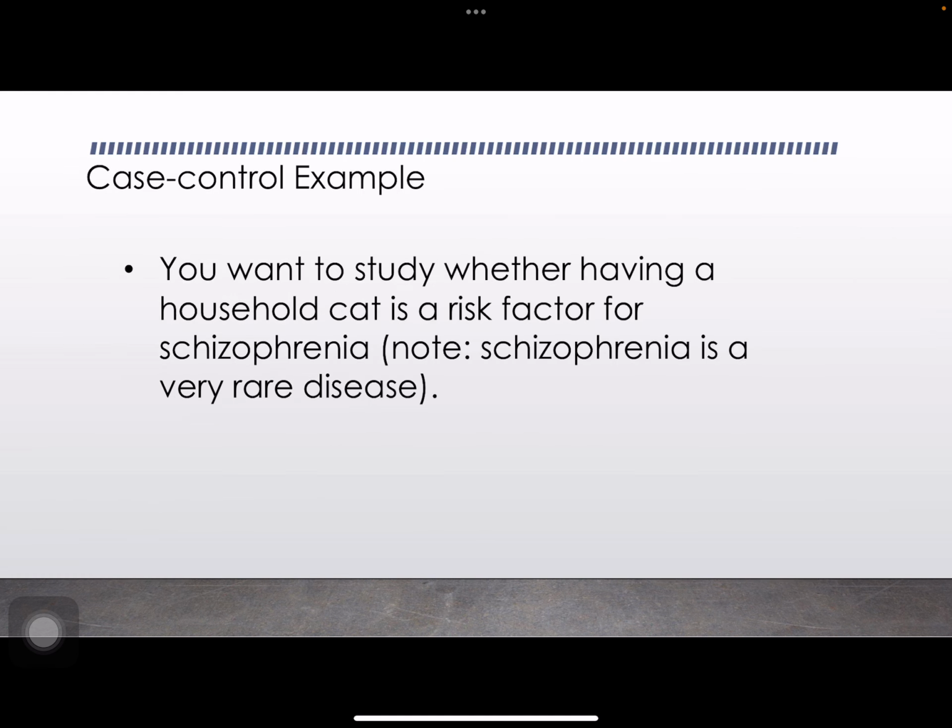Let's take a look at an example. Say you want to study whether having a household cat is a risk factor for schizophrenia, which is a rare disease. Take a moment to see if you can identify the exposure and the outcome here. So it looks like the exposure would be having a cat, while the outcome of interest would be schizophrenia.